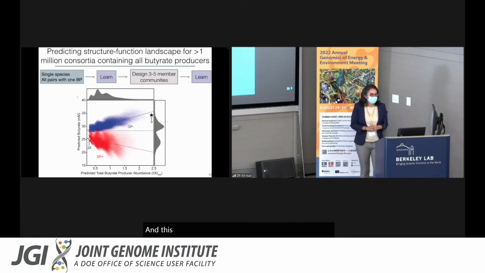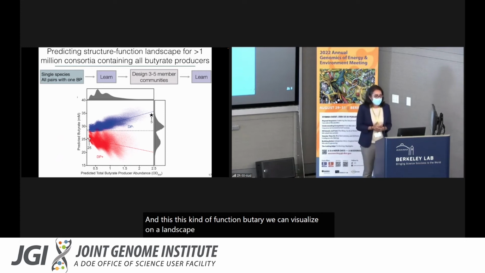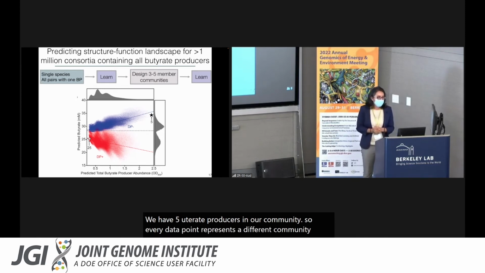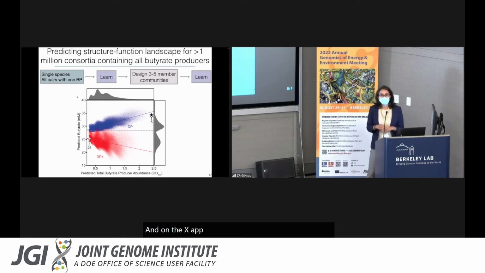This kind of function, butyrate, we can visualize on a landscape. This scatter plot is showing all the possible communities containing all 5 butyrate producers. We have 5 butyrate producers in our community. So every data point represents a different community. On the x-axis is the predicted total butyrate producer abundance within our community, and the y-axis is the predicted butyrate concentration.